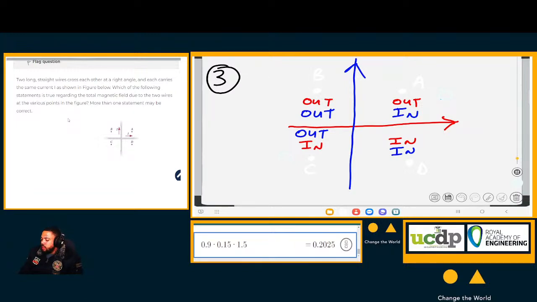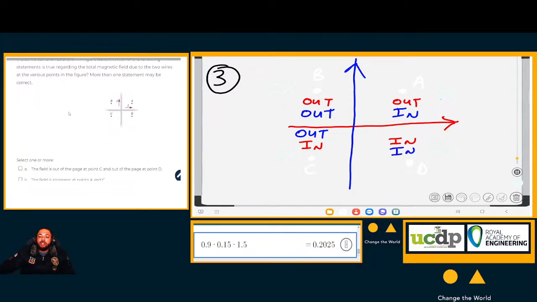However, at B, both of the magnetic fields come out, so it will be double here. And at D, both of the magnetic fields go in, so it will also be double, but going into the page. Now let's look at the statements that they gave us.